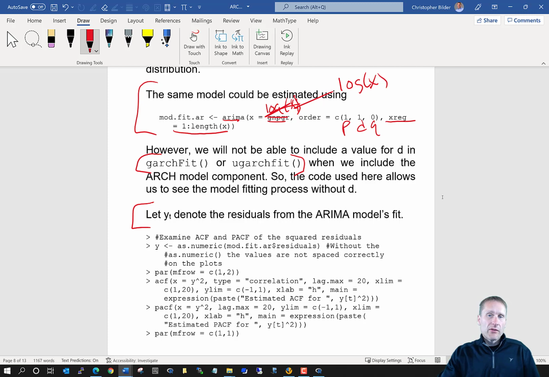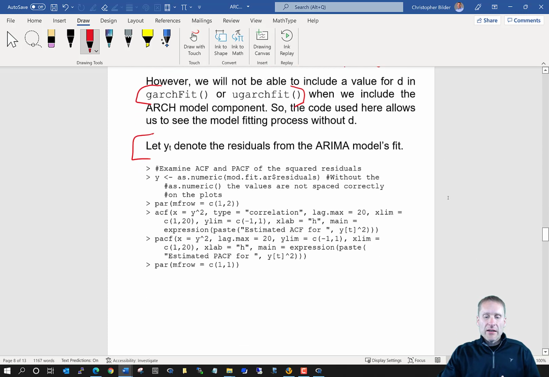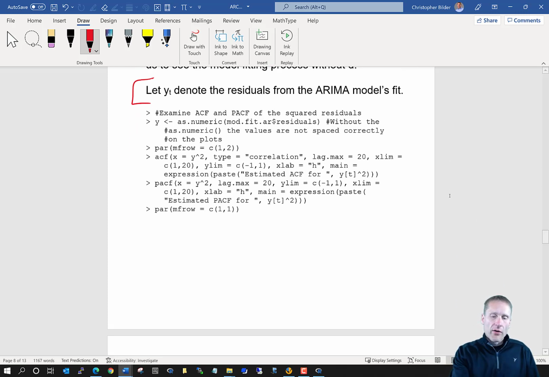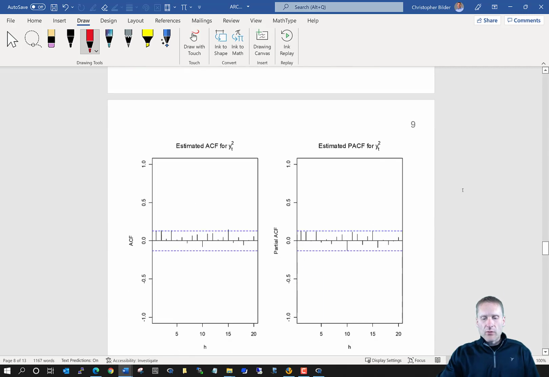Okay, so now with the models fit, let's get the residuals out. I'm going to put them into what I call y sub t, or y in terms of our syntax here. Then I'm going to do an ACF and PACF plot of y squared. And this is what we get.